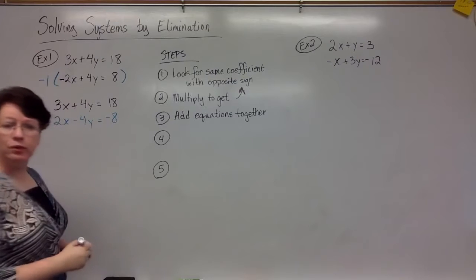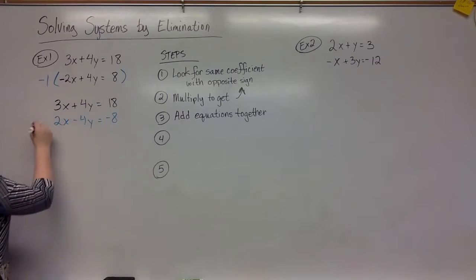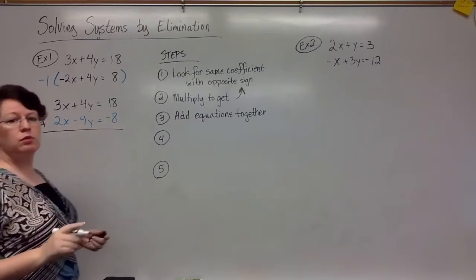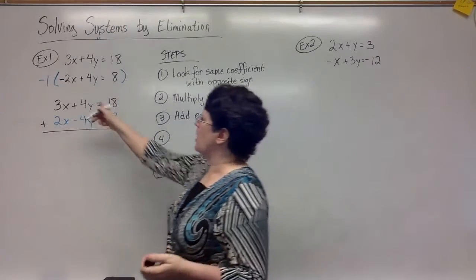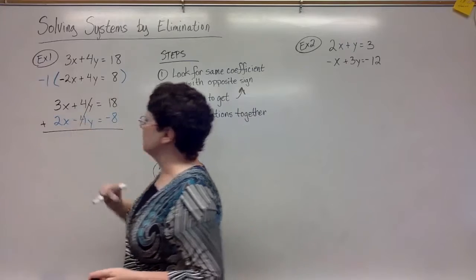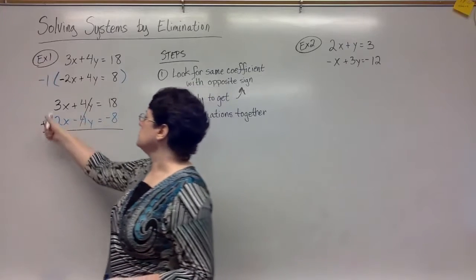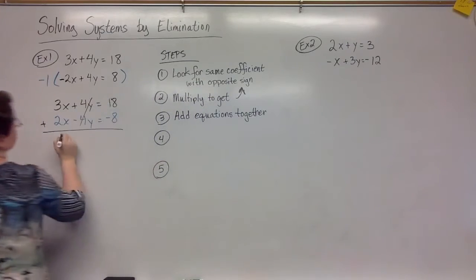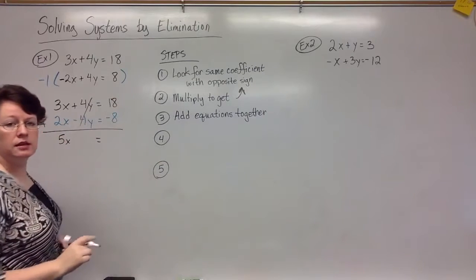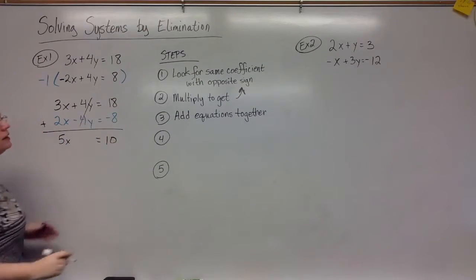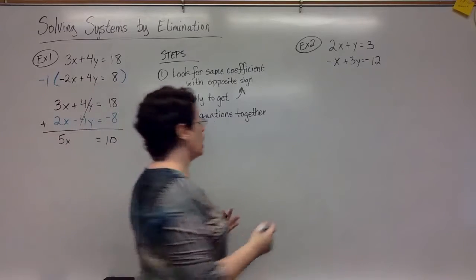Now we can go through and add. This is the beautiful part. So notice when we add those two equations, what happens to the y's? Well, I have positive 4y, negative 4y. They cancel. 3 plus 2 is 5. So I have 5x equals 18 minus 8 is 10. Okay, well, we're close. We're real close.